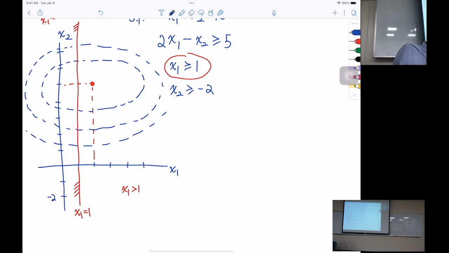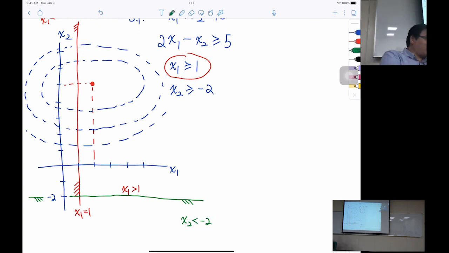There's a -2. Let me draw a horizontal line. x2 must be greater than -2. So at the bottom, lower than the green line, x2 is smaller than -2. It's invisible. On the line is okay. Above the line is okay.